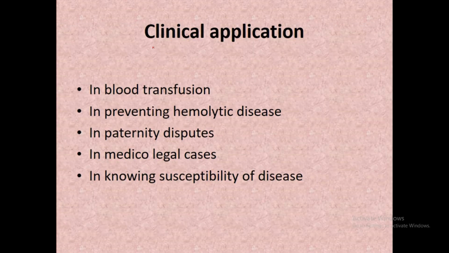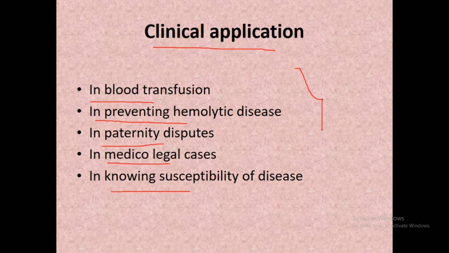Clinical applications of blood grouping: in blood transfusion, in preventing hemolytic disease, in paternity disputes, in medico-legal cases, and in knowing susceptibility to various diseases. These are the clinical applications of blood grouping, which are widely used nowadays in clinical practice. The first is blood transfusion, the second is preventing hemolytic disease, the third is paternity disputes, the fourth is solving some medico-legal cases, and the last one is knowing susceptibility to various diseases.